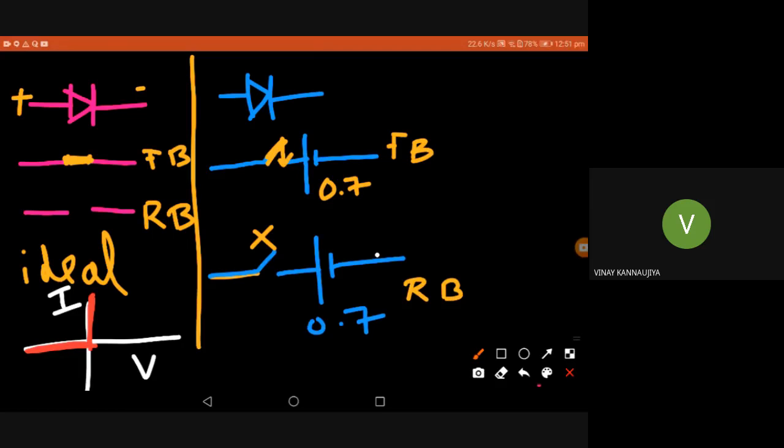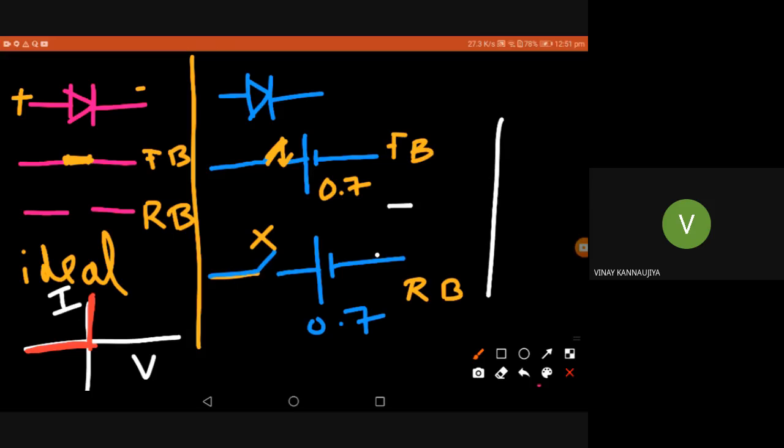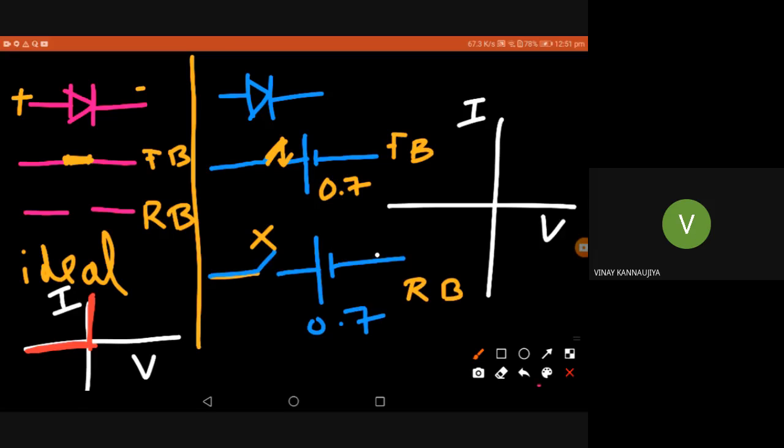In the second scenario, we again draw I versus V, I on the y-axis, V on the x-axis. Now we'll say there is some voltage drop across the diode in the forward direction, and in reverse it is zero. Okay, this voltage is 0.7. This voltage drop is represented by this.